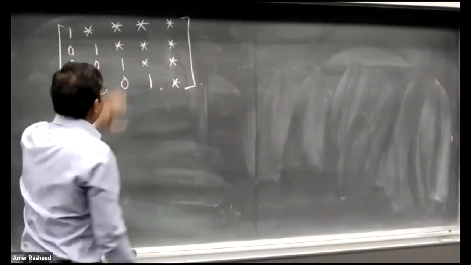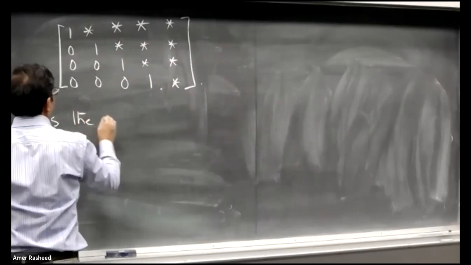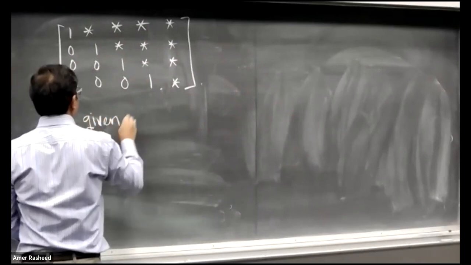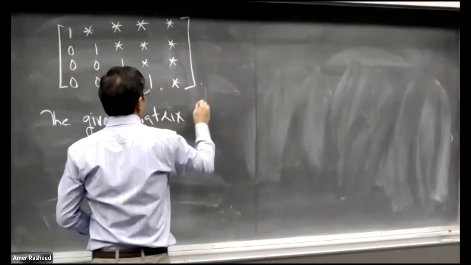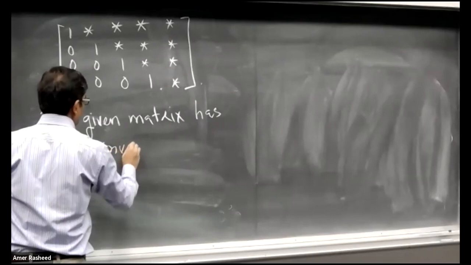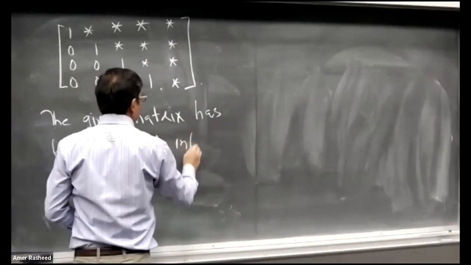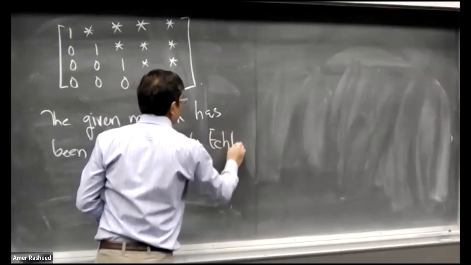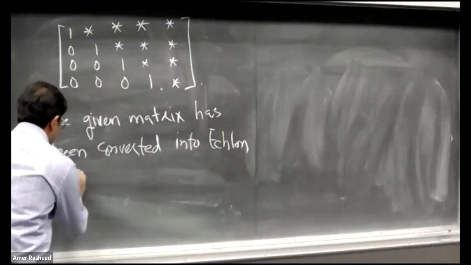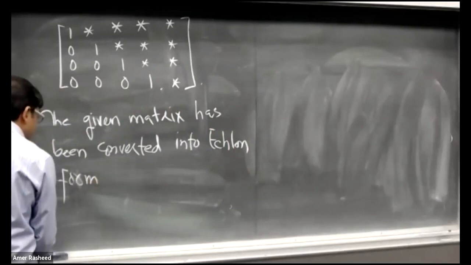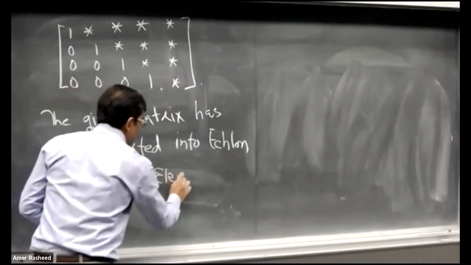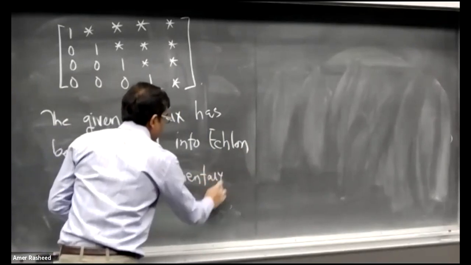So this is the echelon form, or you can say that the given matrix has been converted into echelon form using elementary row operations.